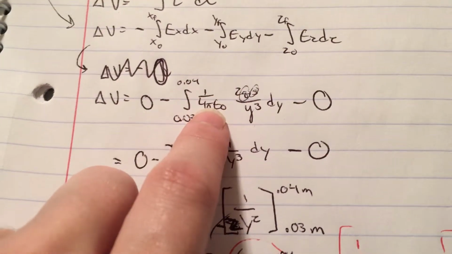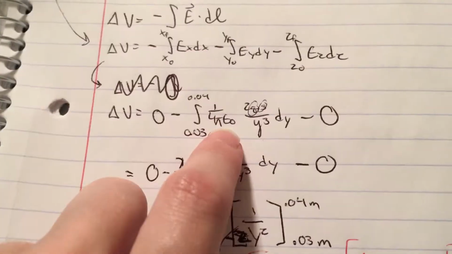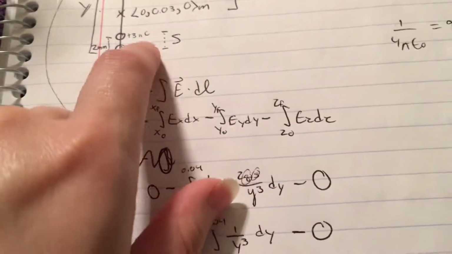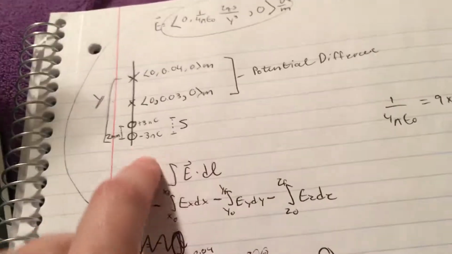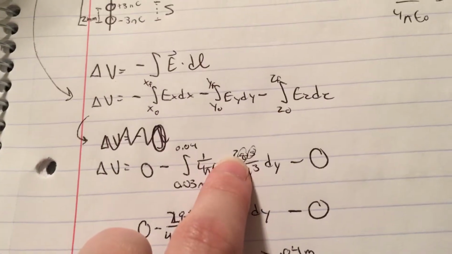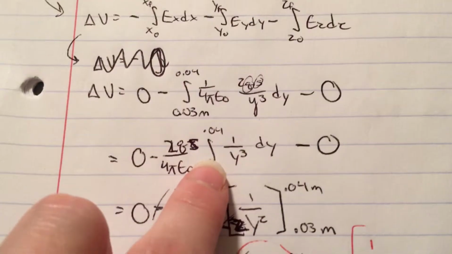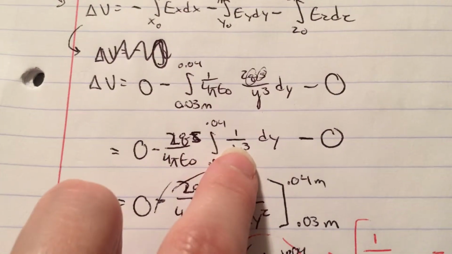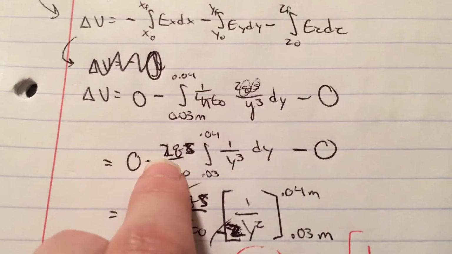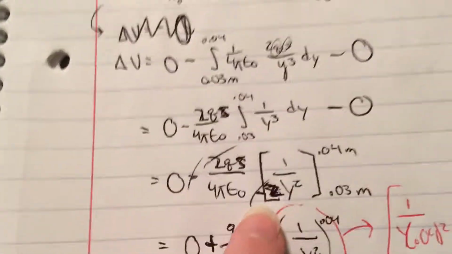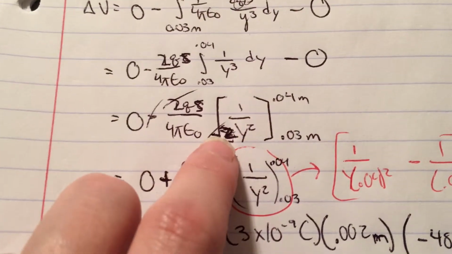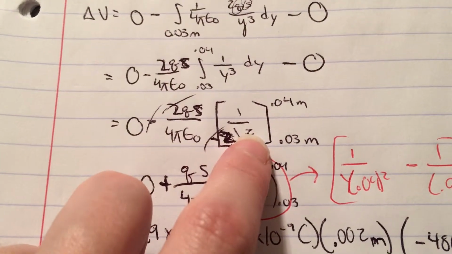The 1 over 4 pi epsilon naught is going to stay the same, so that's constant, and so is the 2qs, because the s is not changing between the dipole, and the q is a constant 3 nanocoulombs, and 2 is just 2. So I pulled those out, so I'm left with 1 over y cubed, dy, minus 0, minus 0. So I went ahead and integrated. That gives me 1 over negative 2y squared.